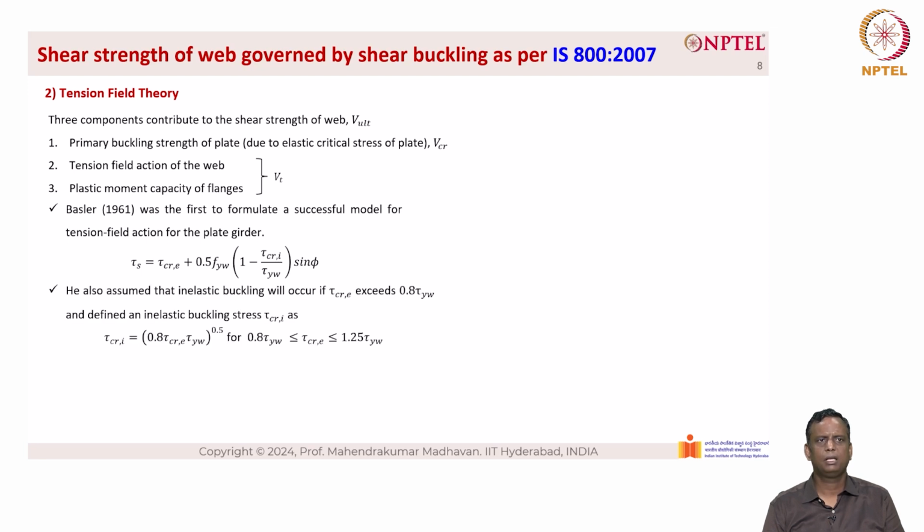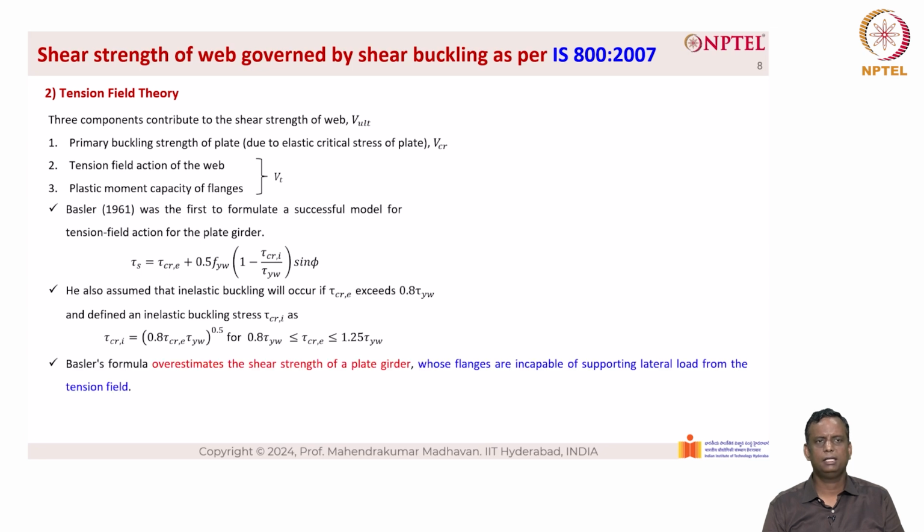He also assumed that the inelastic buckling will occur if tau critical E exceeds 0.8 tau yw, and defined an inelastic buckling stress tau critical I as tau critical I equal to 0.8 tau critical E into tau yw, the whole to the power 0.5, for tau critical E between 0.8 tau yw and 1.25 tau yw. So this tau critical E fluctuates between 0.8 of the shear yielding and 1.25 of the shear yielding.